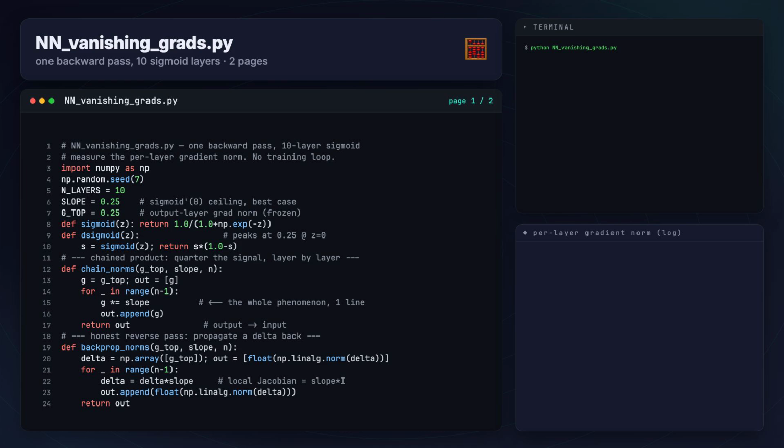Open vanishing_grads.py. No training loop today, no optimizer. This file does exactly one thing: build a 10-layer sigmoid stack, run one backward pass, and measure the gradient norm at each layer. The whole point is to expose the product term by term, so we compute it two ways, once by literally chaining the sigmoid derivatives, once by a real backprop pass, and confirm they agree to the last digit. If the chained product matches the measured norm, you know the decay is the multiplication, not some bug.